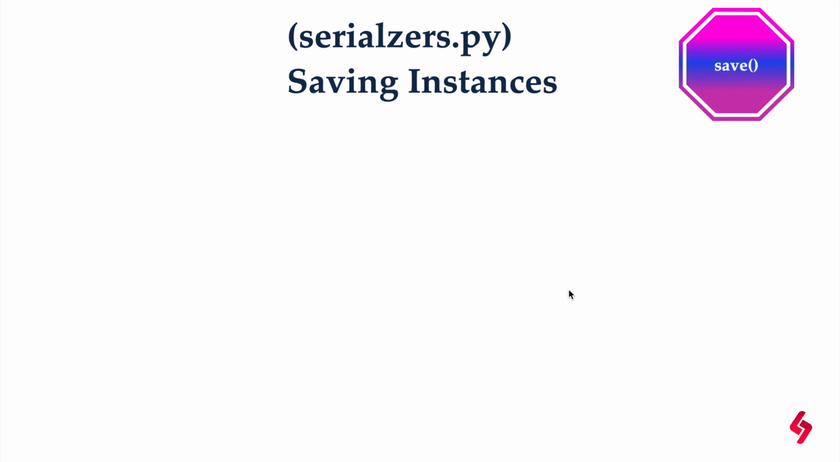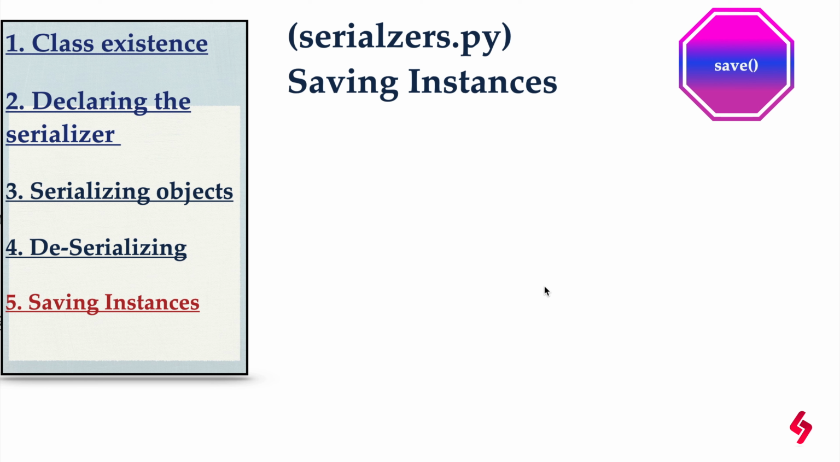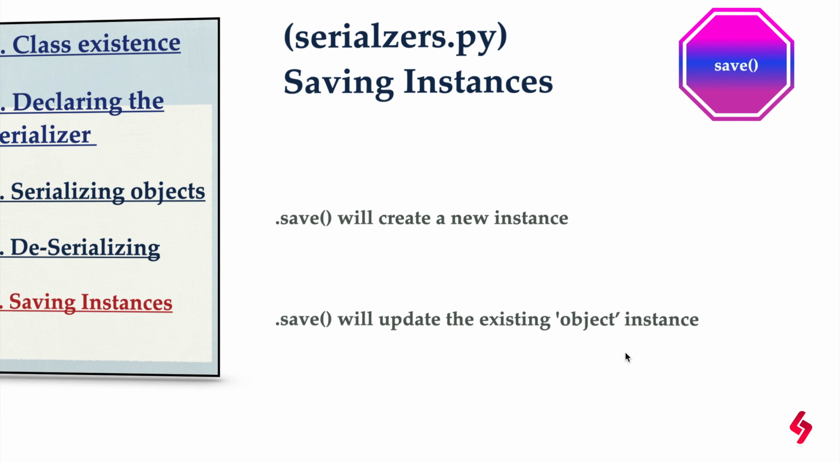The next one is saving instances. In this case, we are going to save the data. I mean creating a new instance using the save method, and the save method will also update an existing object instance. So basically it is like insert and update statements; you can use the same method for both.